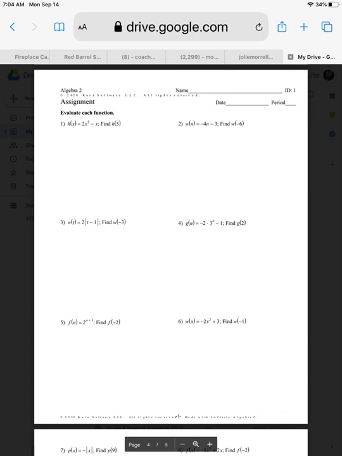Okay, next page. Now, this is different. We are evaluating functions, okay? I don't know if a couple of you are confused, but all you're doing is plugging in 5. Every time you see x.